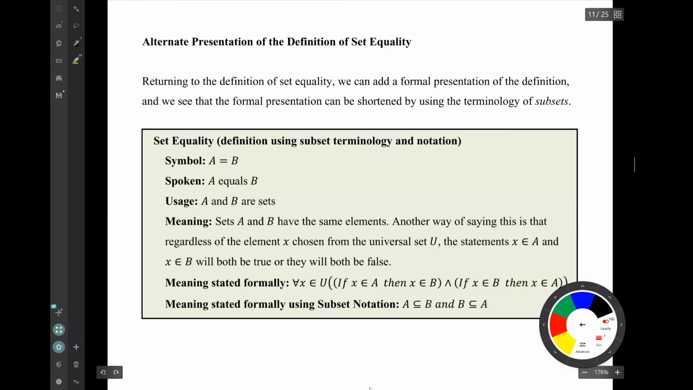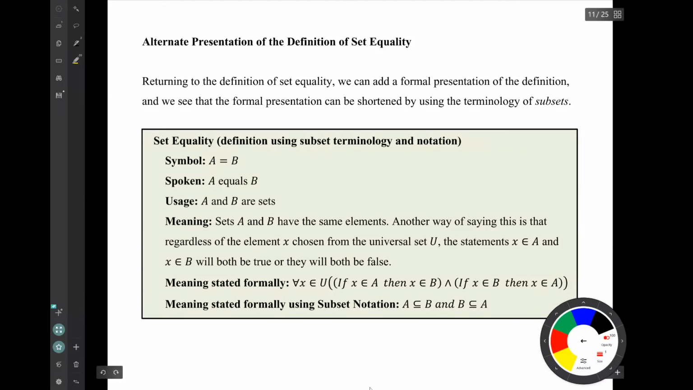Well, now that we have the notion of subsets, we can rewrite our definition of set equality. We can give a formal presentation this way. For all X in the universal set, if X is in A, then X is in B, and if X is in B, then X is in A. That's what it means to say that the sets have exactly the same elements.